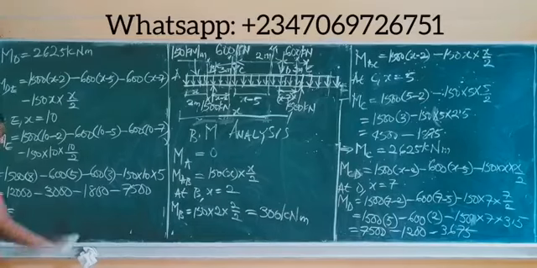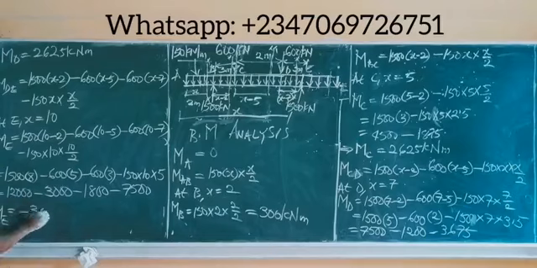minus 1,800 minus 7,500, which is 300 kilonewton meters. So you have that. That's the moment at point E.